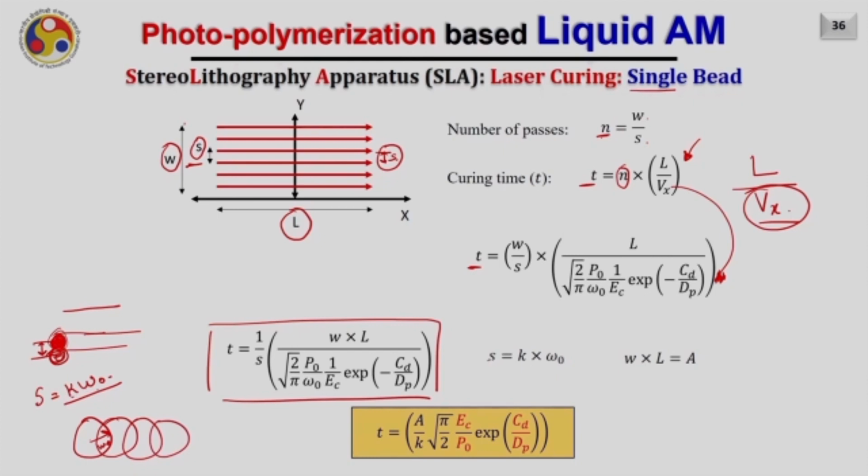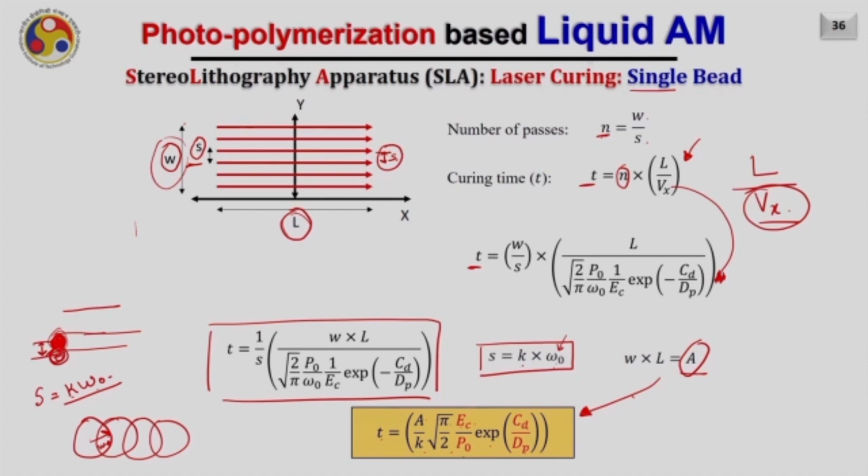Now if I am replacing this S equals K into omega naught, this is the radius. If K is 1, that means the step over will be equal to the radius of the beam, and hence I am also replacing the entire width of the bed multiplied by L by the area of the wet photopolymer A, and hence I have got the expression for time as time equals A by K root over pi by 2 EC by P naught exponential CD by dP.